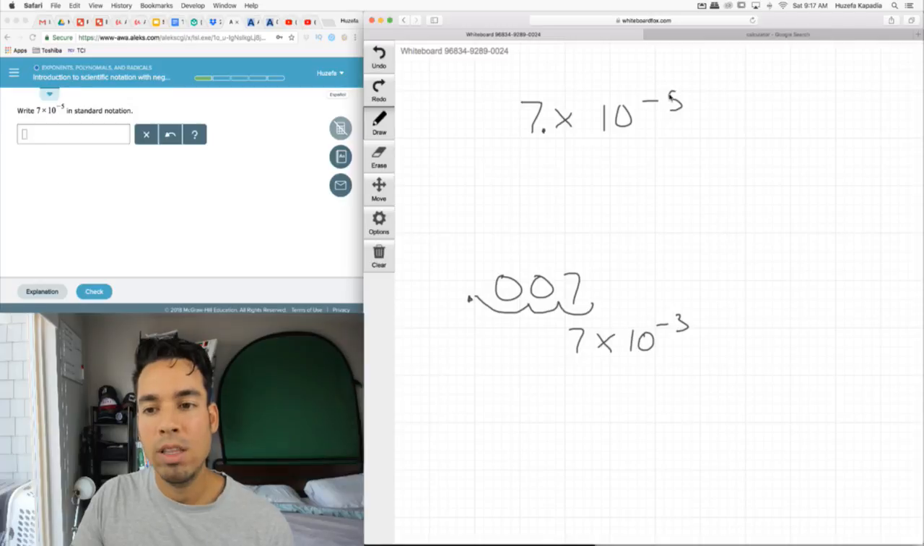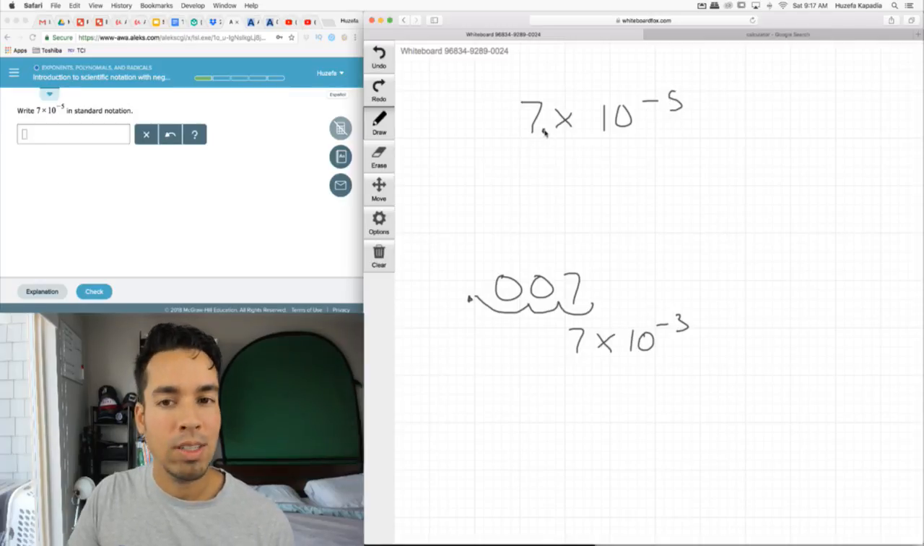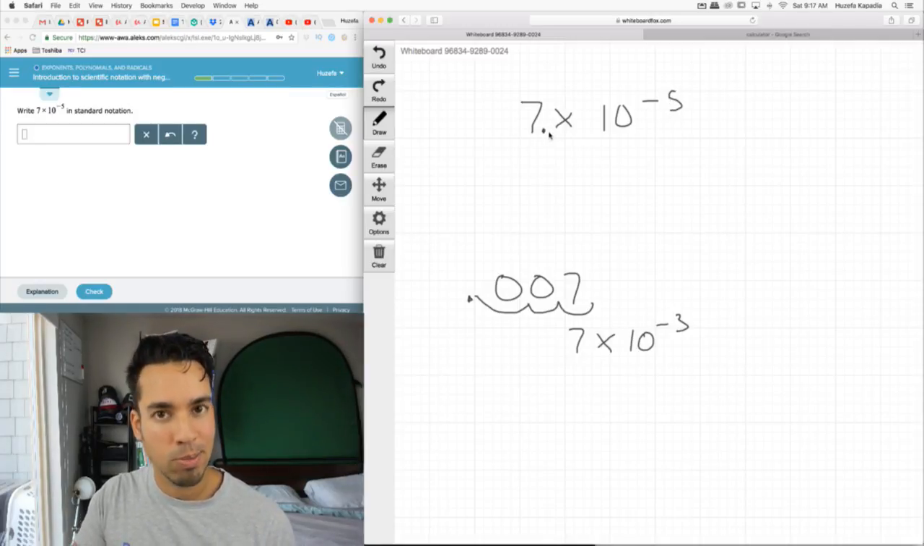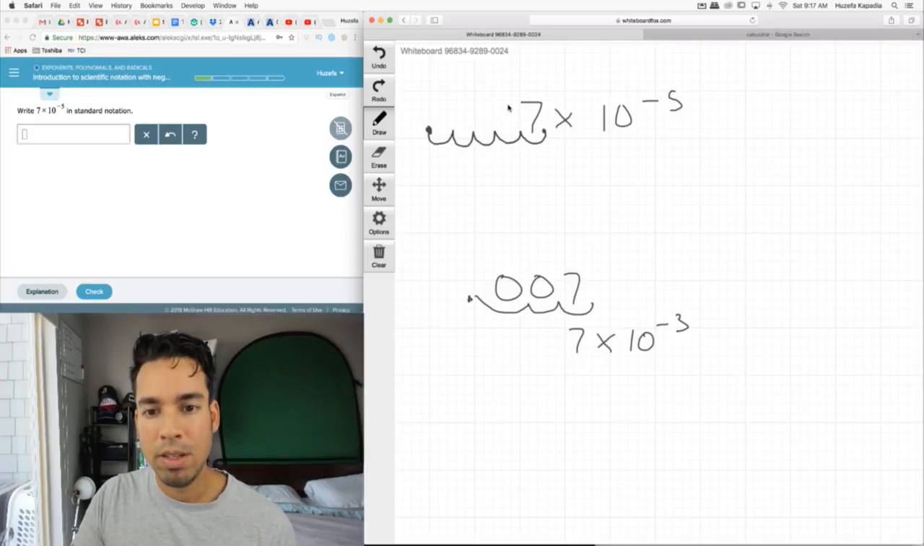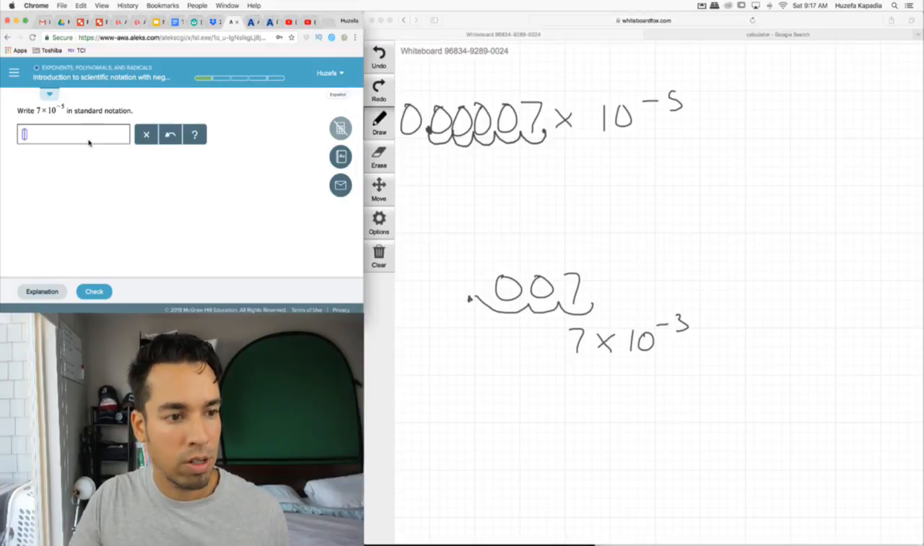Okay, and the other way to think about it is this is negative, and we're going to standard notation. The final number should be smaller than 7. If I go to the right, this is going to be like 7,000, 700,000, whatever. So we want to go to the left. So we go once, twice, 3 times, 4 times, 5 times. Fill in these spaces with zeros. And we've got that answer. And we usually put a 0 in front just to make it look nice. 0.00007.